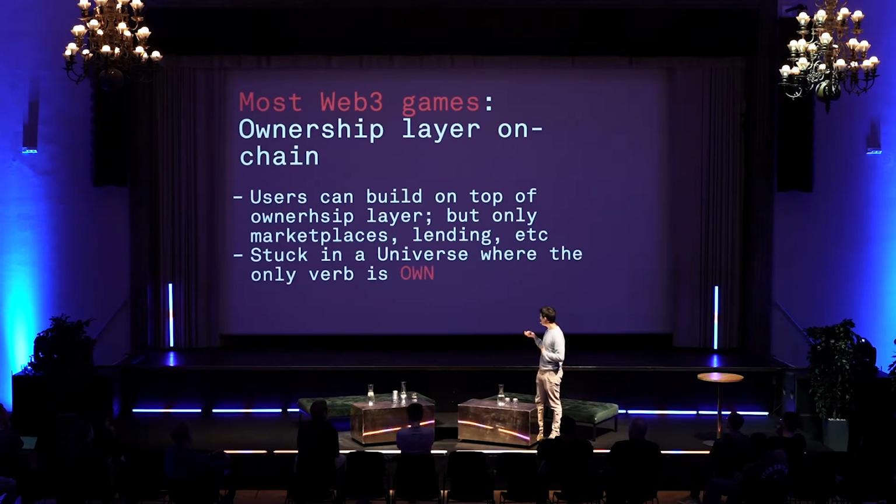And I want to go a bit deeper into this because that claim is made by many things today, right? Interoperability and composability is kind of a meme. Most Web3 games today have the ownership layer on chain, which means that the users can build on top of that layer, but they can only build things that relate to owning, right? They can build marketplaces, they can build lending markets and stuff like that, but they're stuck in a universe where the only verb is own, which is a bit sad, also a bit dystopian. I hope we're not going to be stuck in a universe where the only verb we have is own.